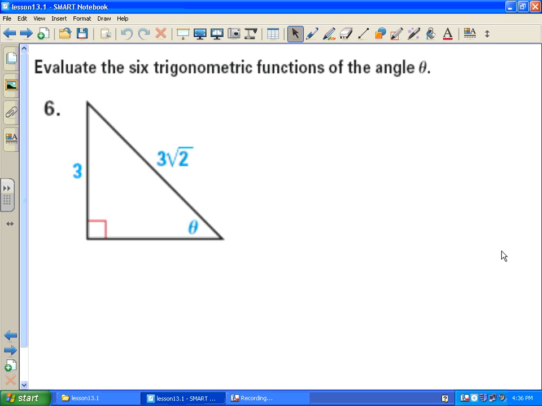Number 6 is the exact same type of problem. The only complication at all with number 6 is that one of the side lengths, in this case the hypotenuse, includes a radical. But it's the same process. I'll use the Pythagorean theorem to determine the length of this missing side. Once I have all 3 side lengths, I can define the 6 trig functions.